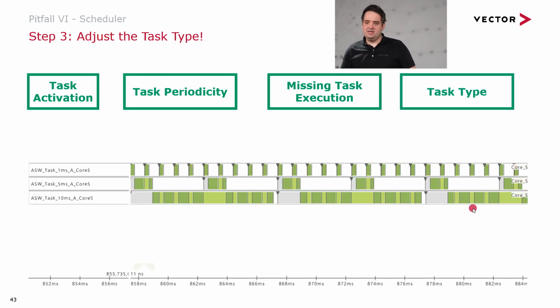As a last step, a tip from my side: since we only have a 1 millisecond, 5 millisecond and 10 millisecond periodicity on each task, in this special case we are now also in the position to switch the task type back to basic. By switching it back to basic we gain a little bit more performance boost out of it, and now you see a clear scheduling happening in here.